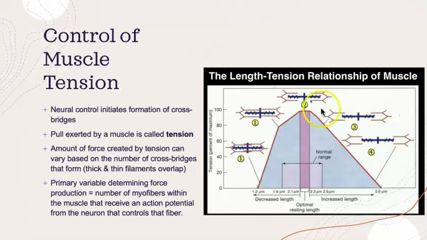So when we have the proper length of our sarcomere here, we can increase the frequency of action potentials, or the number of signals per second that are being sent from the neuron to the muscle, to increase force a bit more, because that troponin will be flooded with calcium, allowing tropomyosin to move out of the way and the myosin head to attach to the active site. So that primary variable determining force production is going to be the number of myofibrils within the muscle that is able to receive that action potential from the neuron that controls that fiber.